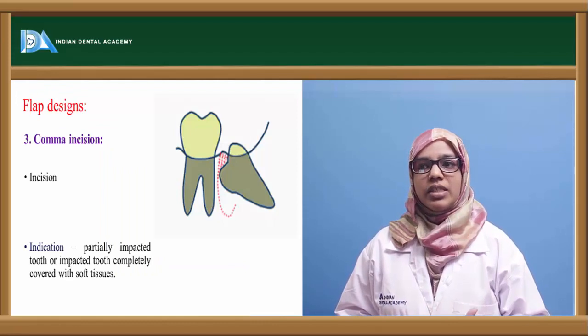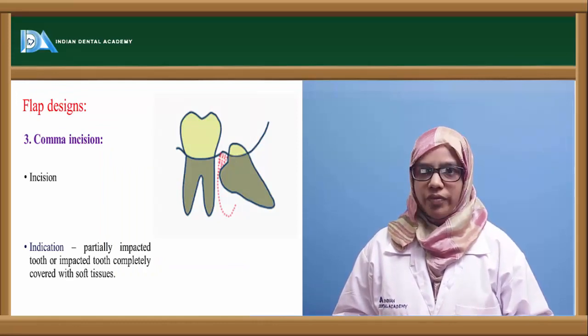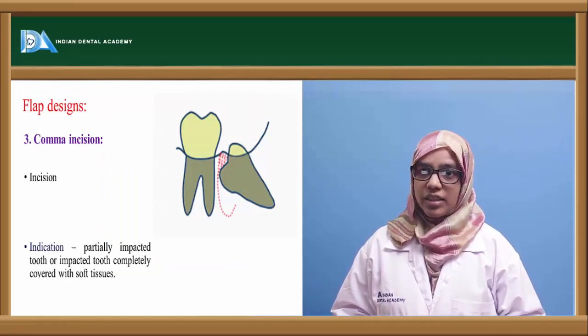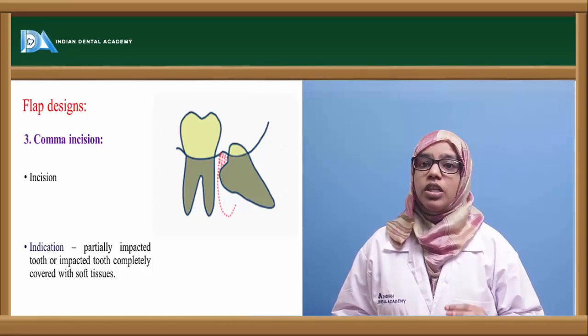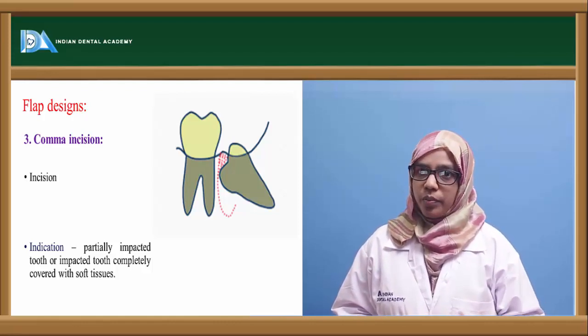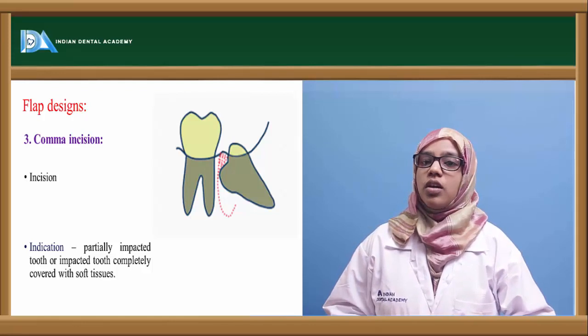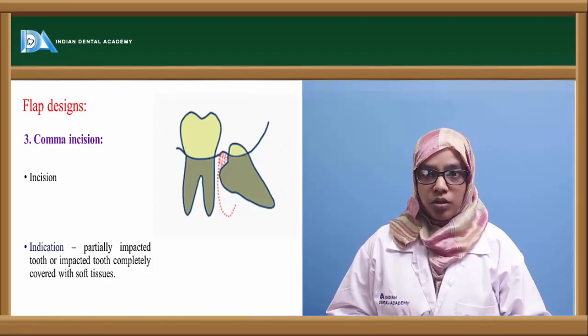The next flap is the C-shaped flap or a comma flap. Now this is used in cases where there is only soft tissue impaction, where the tooth is covered by the mucosa only, not the bone.